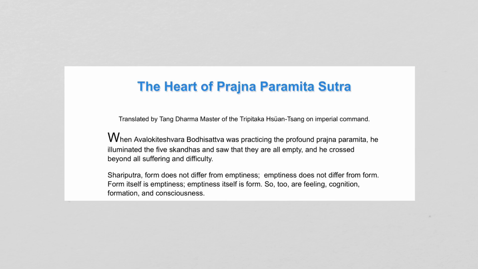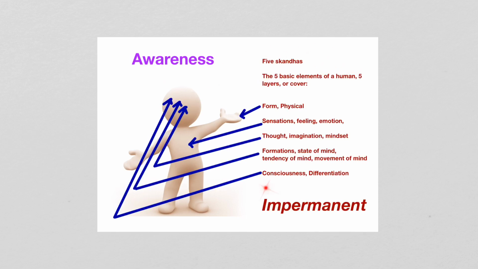We always read this, but most of us really don't understand what is going on. Why did he use the term illuminate? He illuminated the 5 skandhas. This is very important. So we cannot stop here and just say, I read it in the sutra, I know what it is. What are the 5 skandhas? In real life, it is tangible stuff that we can touch.